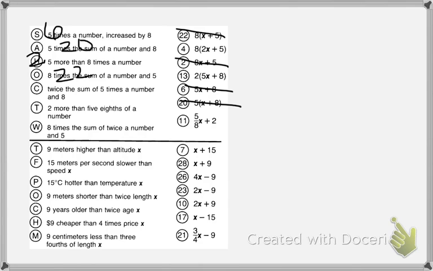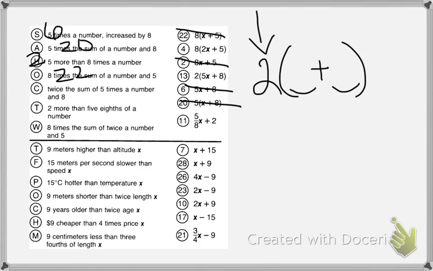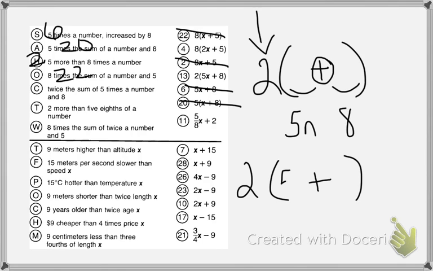Twice the sum of 5 times a number and 8. Okay, so here's where your two numbers are going to go. This is the twice. The sum is the adding, so it's twice the adding of two terms. One of the terms is 5 times a number. The other term is 8. So the answer would be twice the sum of 5 times a number and 8.